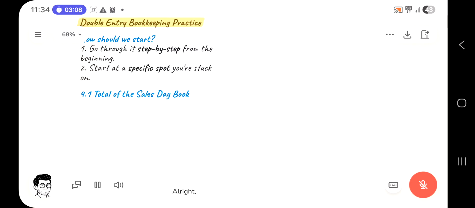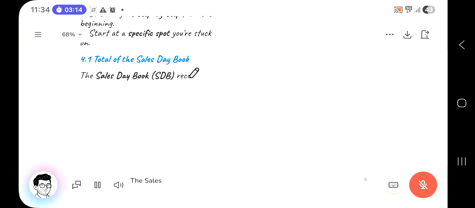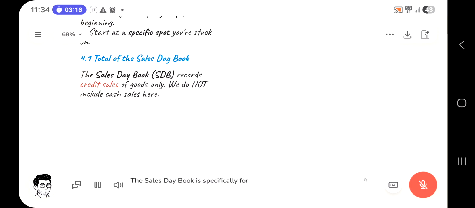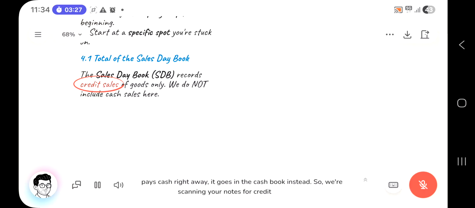All right, let's tackle the sales day book first. The sales day book is specifically for sales made on credit. If someone pays cash right away, it goes in the cash book instead. So, we're scanning your notes for credit sales only.